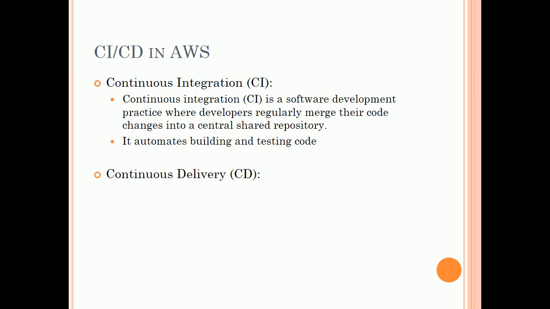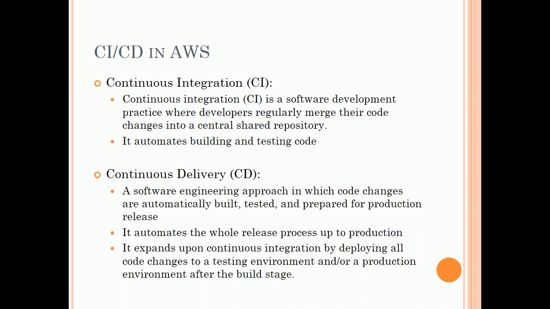Continuous delivery. Continuous delivery is an engineering approach in which code changes are automatically built, tested, and prepared for production release. So it automates the whole release process up to production. So continuous integration and delivery are both concepts for automating release management. In continuous integration, it automates the source control and build process, whereas in continuous delivery, it automates the whole release management process to production. It expands upon continuous integration by deploying all the code changes to a testing environment or production environment after the build stage.